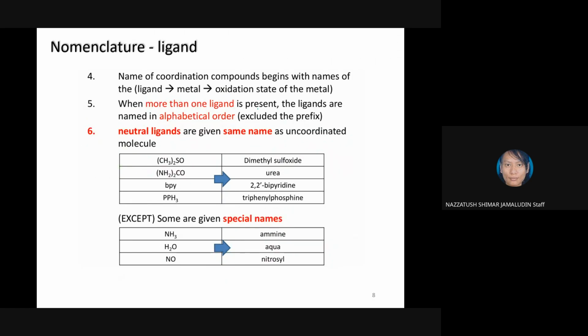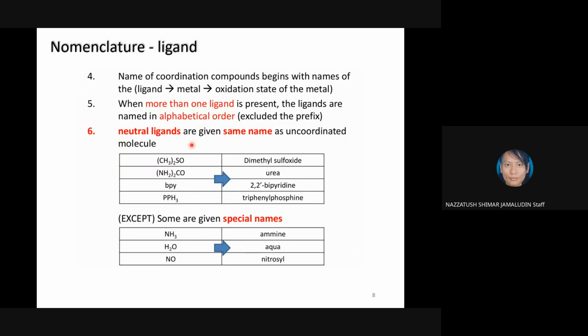Some ligands by itself, like dimethyl sulfoxide, urea, bipyridine, triphenylphosphine, by itself before coordination with any metals, this is their names, but they retain the name. The name will be maintained after coordination with compound. So neutral ligands are given the same name as the uncoordinated molecule.